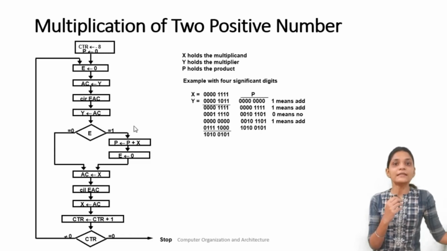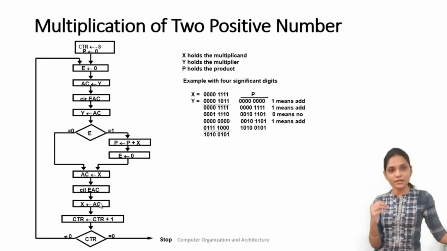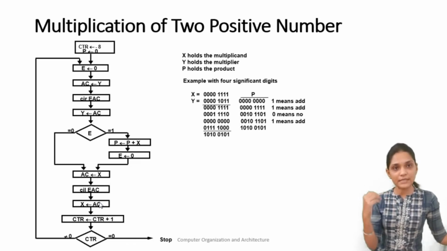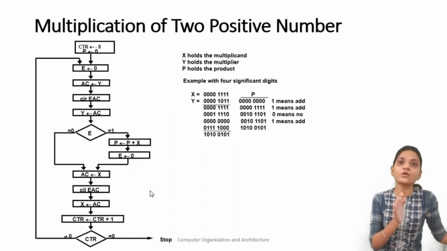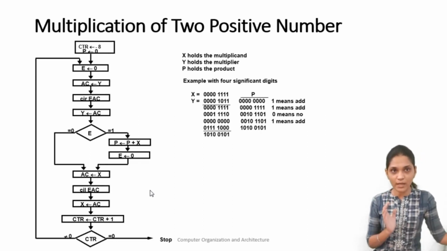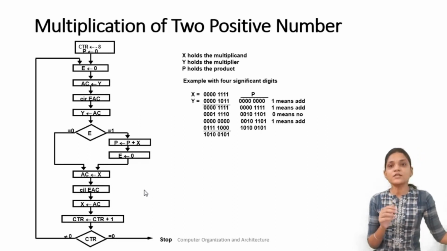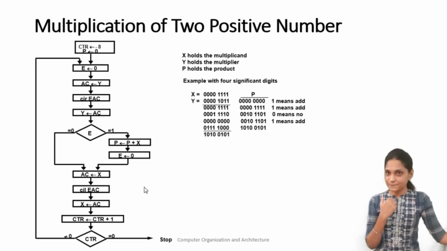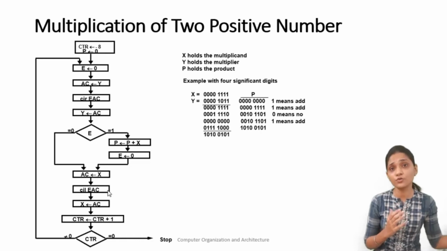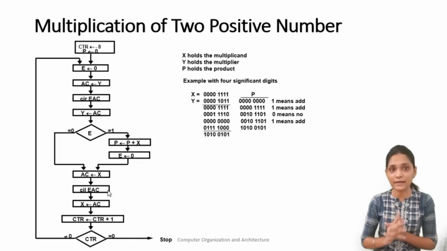If it is 1, then add the shifted version that you have already shifted in the last case, then add this shifted version of X into the partial product. If it is 0, then only shift for the next time, and continue this task until your counter is 0. Okay. So after 0, your task is completed, and your product is stored at location P.